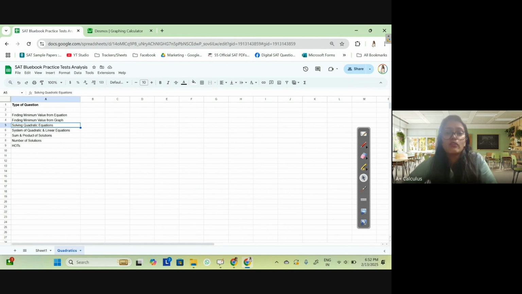And then you have solving quadratic equations, very basic. Then system of quadratic and linear equations. This is a topic from which you can expect minimum 1 question. Then sum and product of solutions. Then number of solutions of a quadratic equation. And then finally, we have HOTS. HOTS stands for higher order thinking skills.